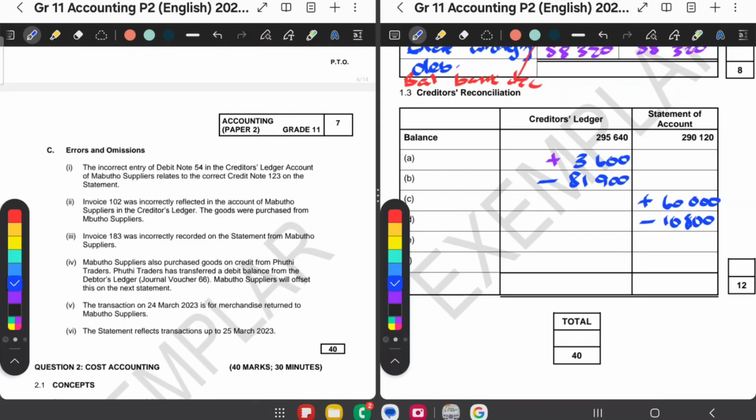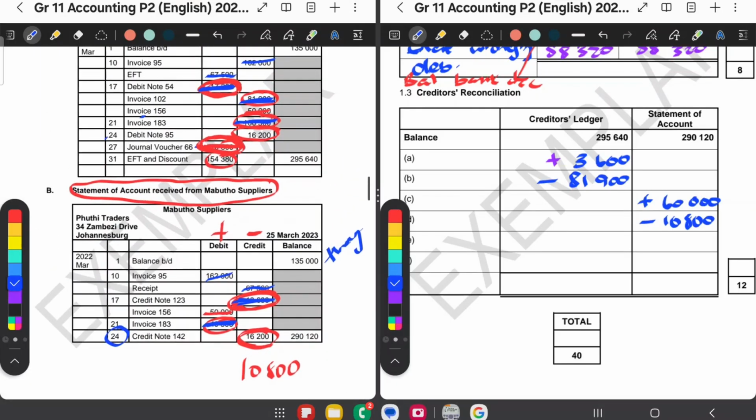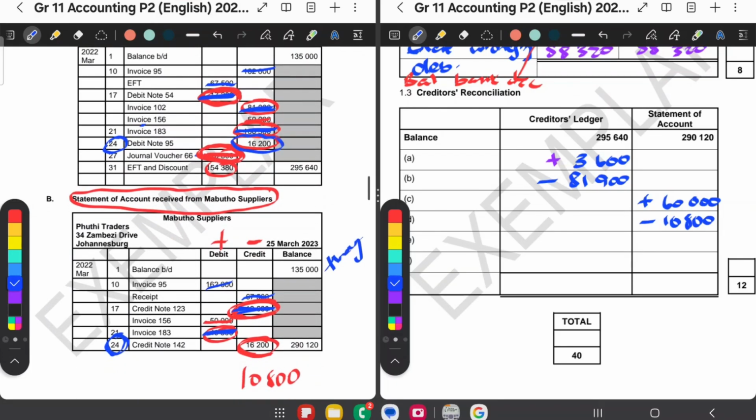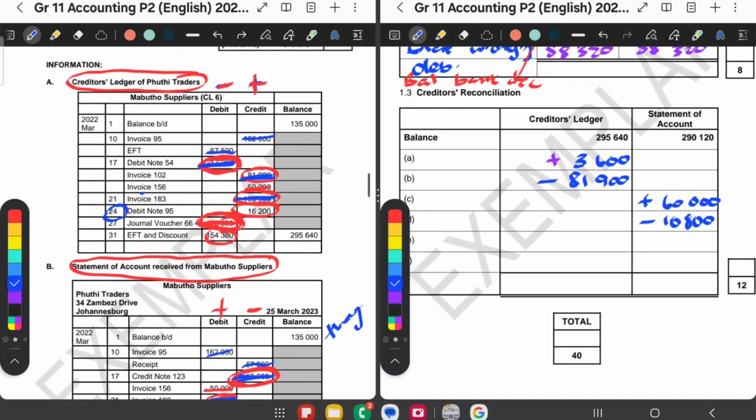Our second last adjustment says the transaction on the 24th of March is for merchandise returned to Mabuto suppliers. Okay, so we return goods. We don't know who made the mistake. 24 March. So let's go. There's 24 March. And there's 24 March. Now let's see. If you return goods, can you see it's on the same side? Here it's on the same side. It shouldn't be on the same side. Someone made a mistake. So if you return goods, is it a plus or is it a minus? It's supposed to be a minus.